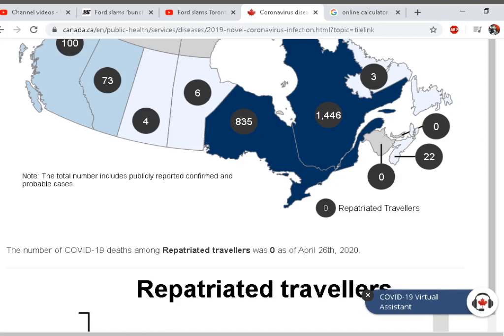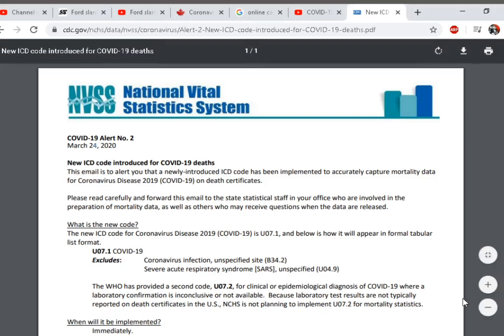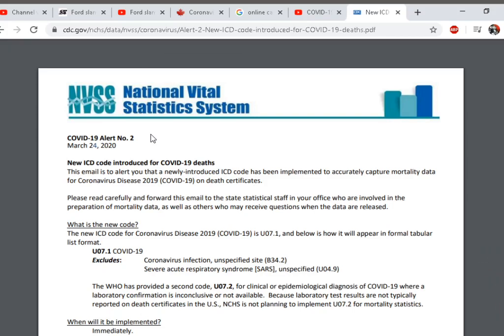But what I need you to understand is, and I'll show you here. Here. Why doesn't the mainstream media and the government tell everybody about this? This is an actual memo that has gone out to hospitals across the world. And read.